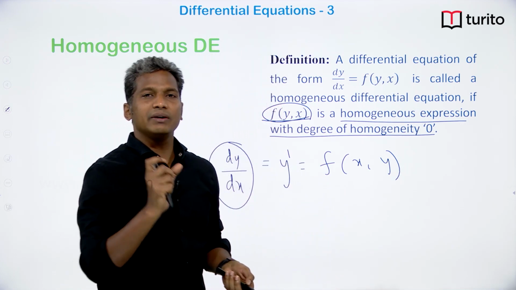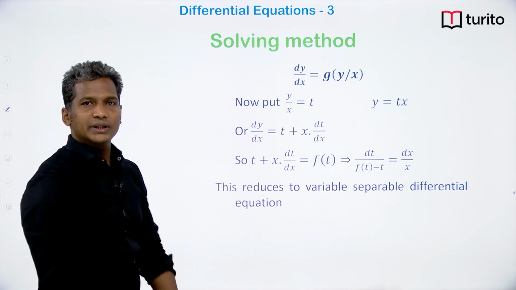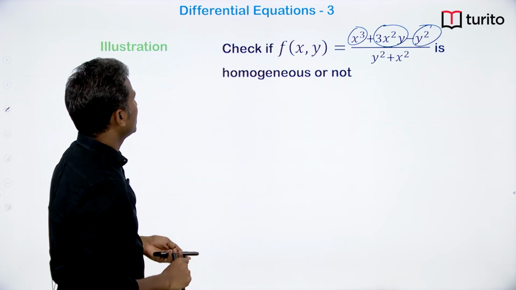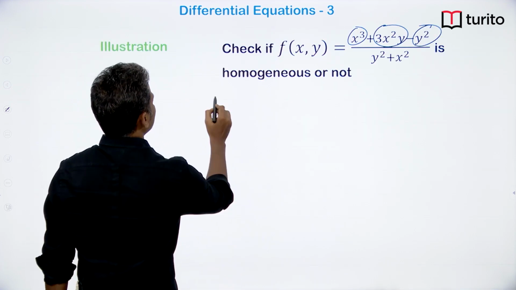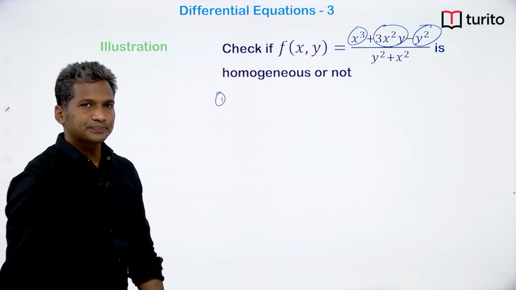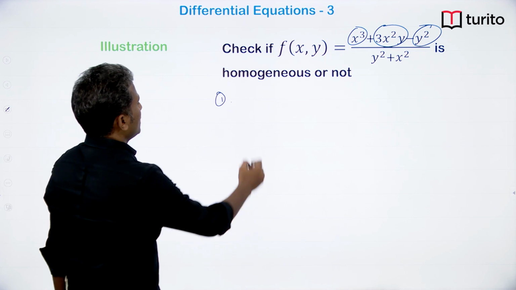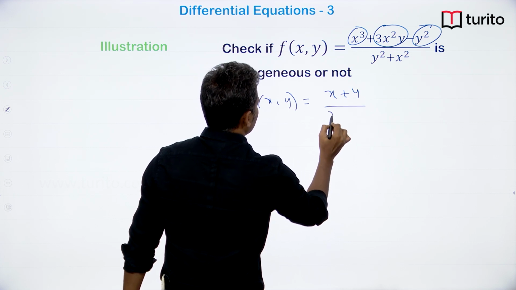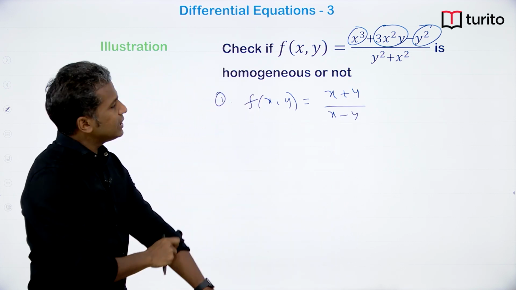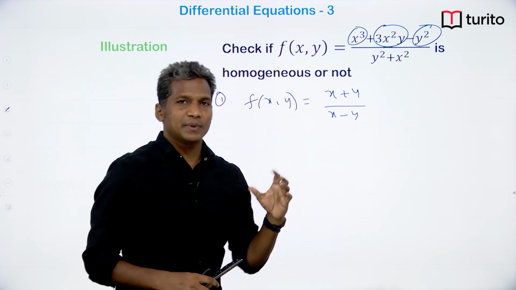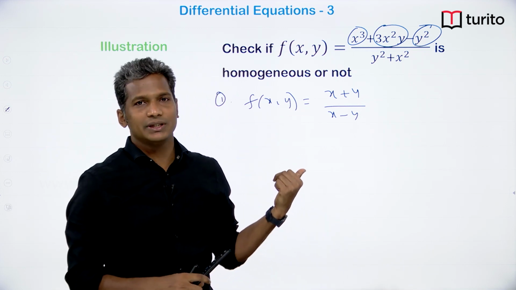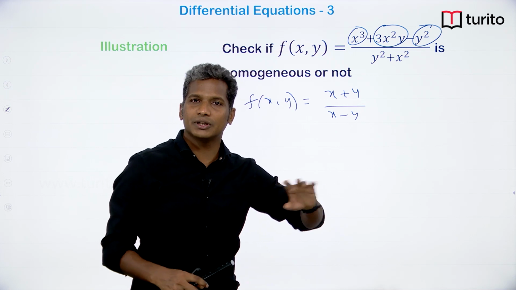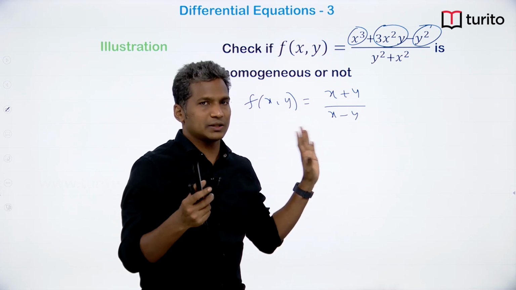To solve this there is a very standard method. But before you understand the standard method, there is one important idea that we have to discuss. Suppose I take one example: f of x comma y is equal to x plus y by x minus y. Tell me if this is a homogeneous expression or not. Of course, it is homogeneous. We can see that in the numerator all terms are of uniform degree, and in the denominator also all terms are of uniform degree. So it is a homogeneous expression.